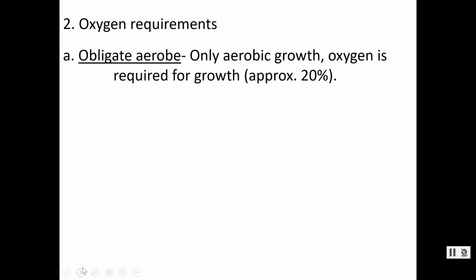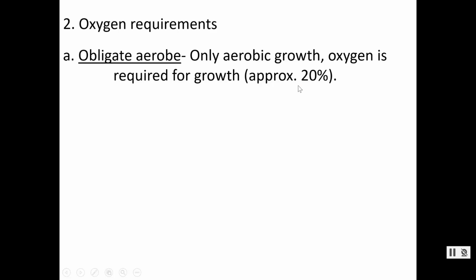Does it need oxygen? Does it not need oxygen? So if we classify a microorganism as an obligate aerobe, aerobe, that's oxygen, we get it. They need oxygen. They're aerobic. They use aerobic respiration. They need oxygen for that. If it's an obligate aerobe, if you were obligated to do something or an obligation, then you have to have it. So an obligate aerobe only undergoes aerobic growth, has to have oxygen, and oxygen is required.